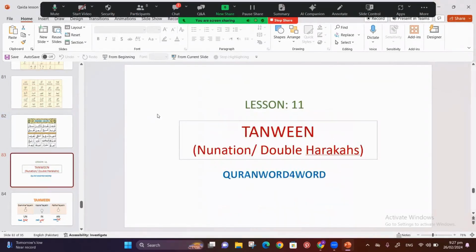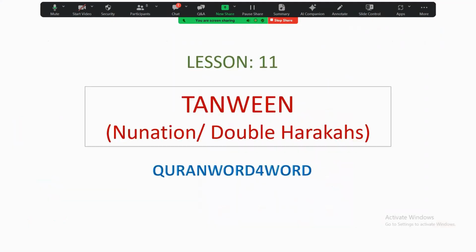So moving onwards with the next lesson, which is going to be session number 11 of this Qaida session. In this session, we are going to discuss the next topic, which is termed as tanween. So earlier we did the single harakats, right? The fatha, kasra, and dhamma. Today we are going to do the double harakats. Tanween actually means double harakats.